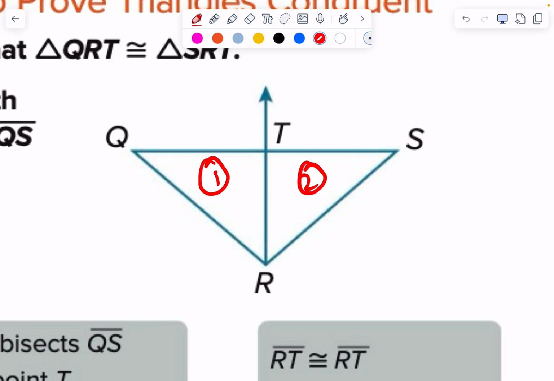Triangles 1 and 2. Our goal is to try to show that those two triangles are congruent, which means the same shape and size. Same shape, same size. So I have to prove that, but I have to be given some information.